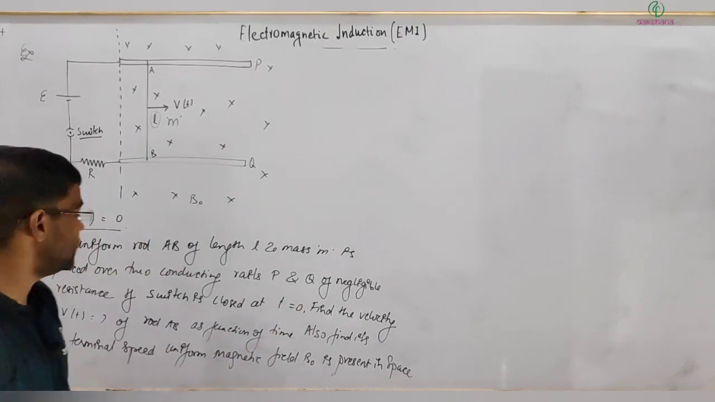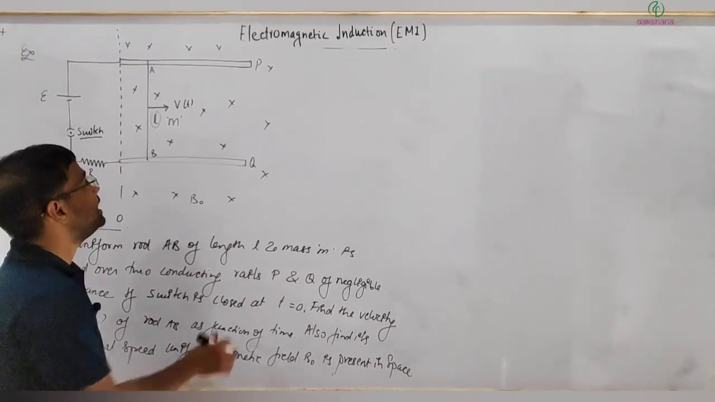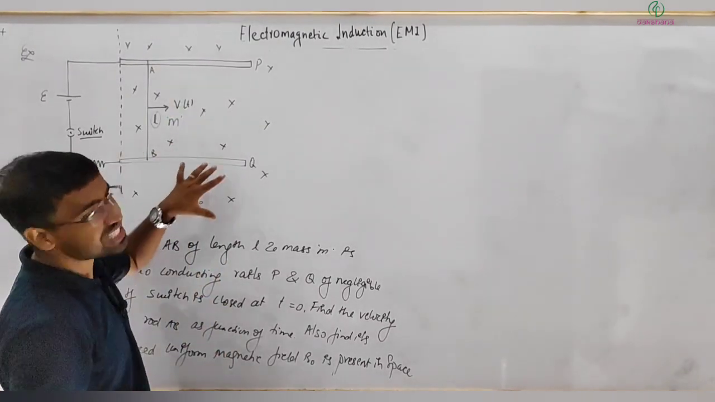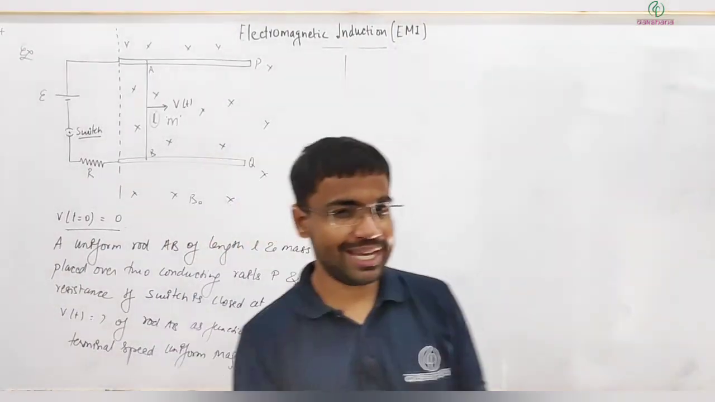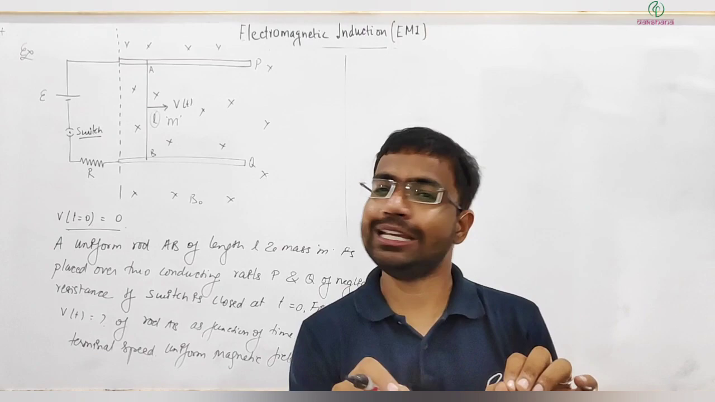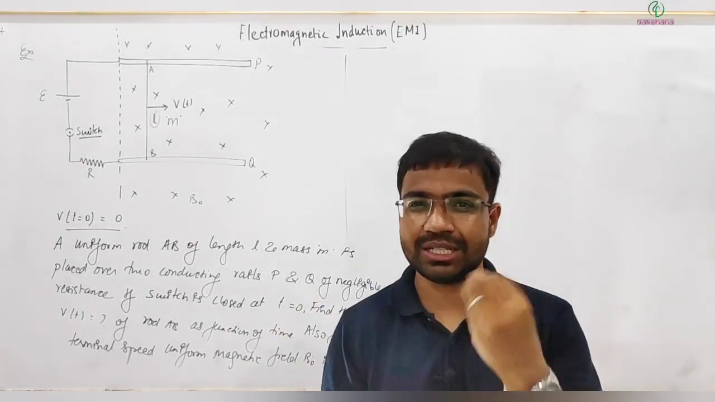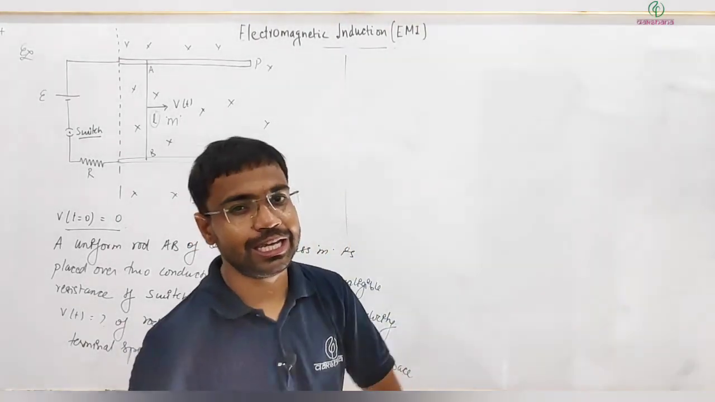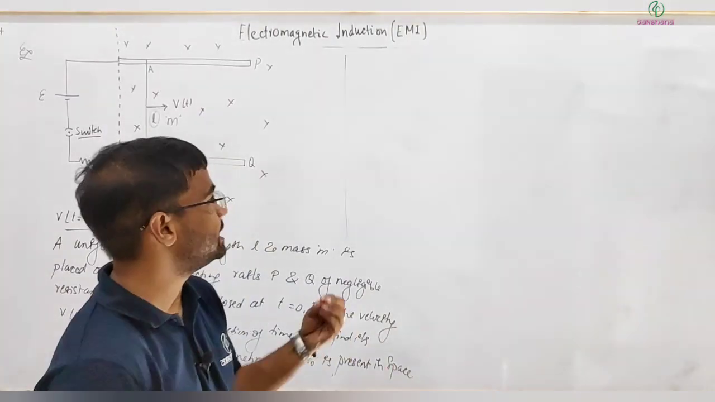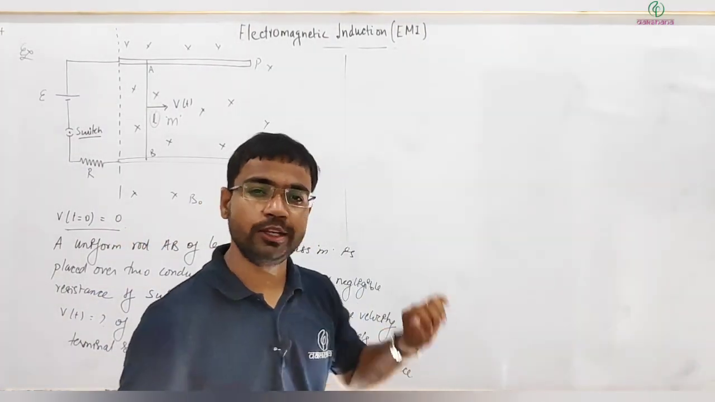Now you are asked to find the velocity V(t) of the rod AB as a function of time, and also its terminal velocity, terminal speed, and a uniform magnetic field B naught is present in this space. So this is the problem. It's a little bit complex, but pay attention properly and you will understand it. It's not difficult, but you may find it lengthy, because the other problem was straightforward and easy. So compared to those it will be a little lengthy, but no need to worry, just pay attention properly and you will get it.